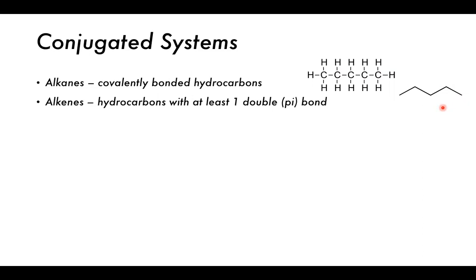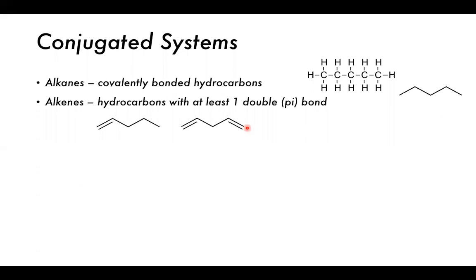Alkenes then are hydrocarbons with at least one double or pi bond. So here are a couple. There's a hydrocarbon here, an alkene. It's 1-pentene this time, so it's got a double bond here. We've got 5 carbons, 1, 2, 3, 4, 5. Here we've got pent-1,4-diene, I think is the name. This is also an alkene. It just happens to have 2 double bonds.